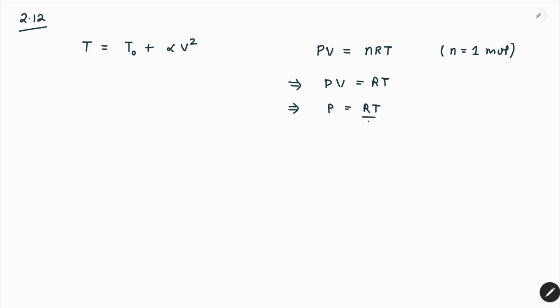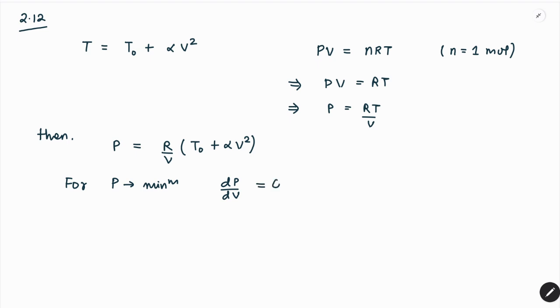Now if we substitute the value of temperature from this expression, then the pressure equation becomes P equals R by V, and the temperature term becomes T naught plus alpha V square. So this is the expression for pressure which we have. Now we need to find out when pressure is minimum. So for pressure to be minimum, we write dP by dV equated to 0.